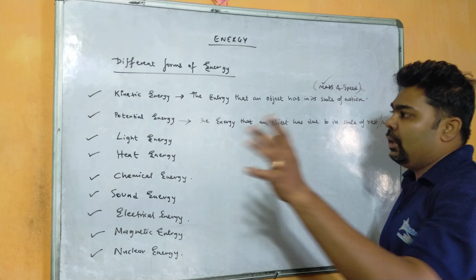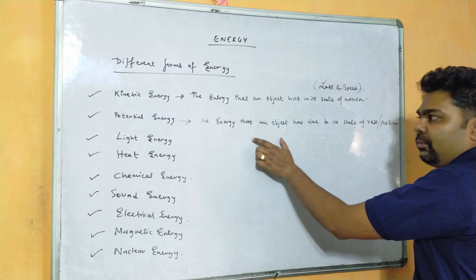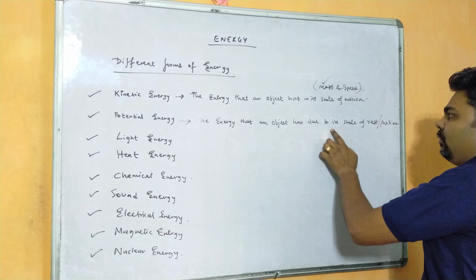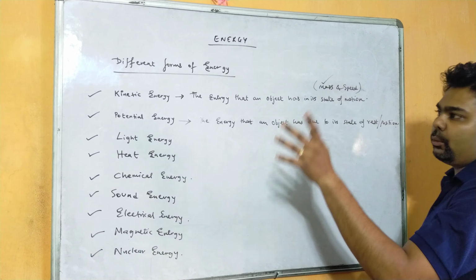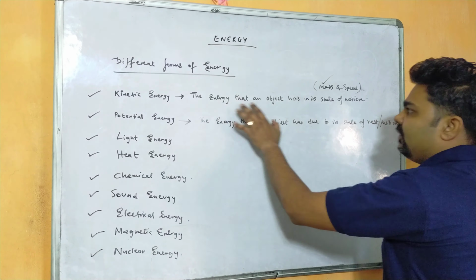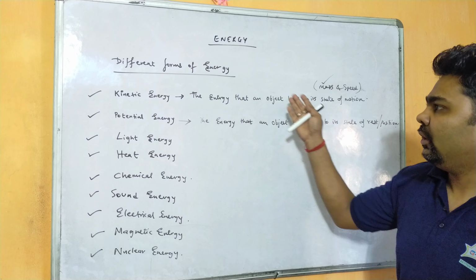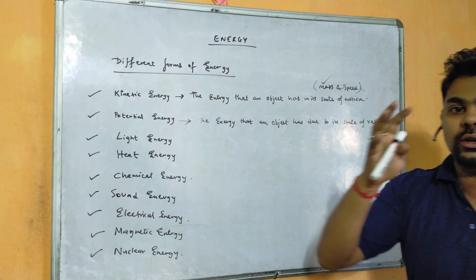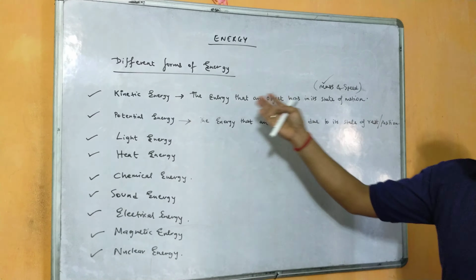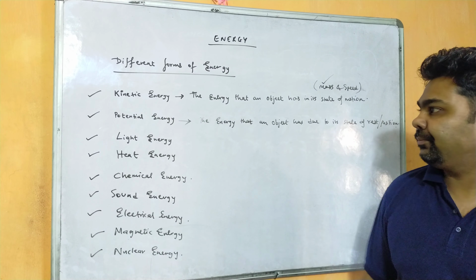I repeat once more, potential energy depends upon position, that is the energy that an object has due to its state of rest or position. Whereas kinetic energy is the energy that an object has in its state of motion. So when an object is in motion, we consider it kinetic energy. When an object is at rest, we consider it potential energy.